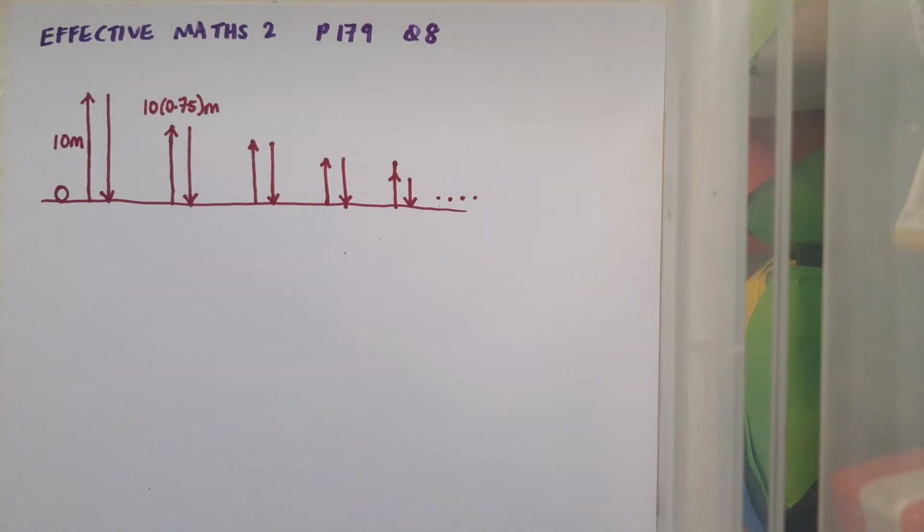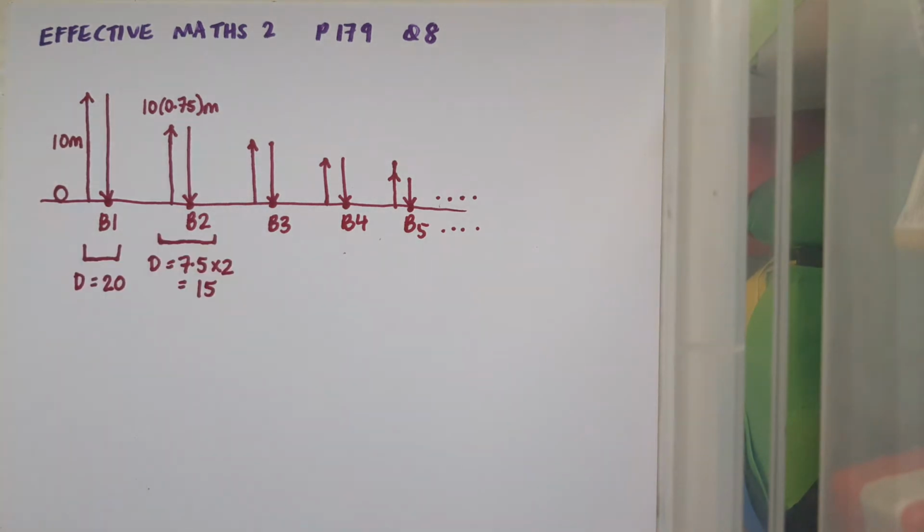Let's just note where each bounce occurs. Note that the total distance travelled by the ball in each section here is twice the height that it reaches. And the total distance in each case is still 0.75 times, or 75%, of the previous total.